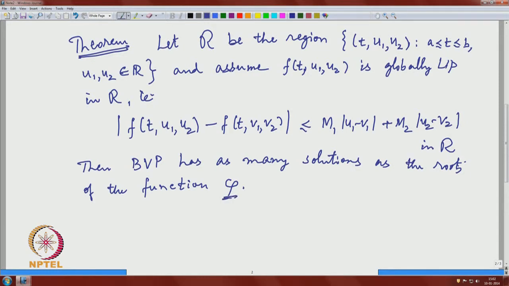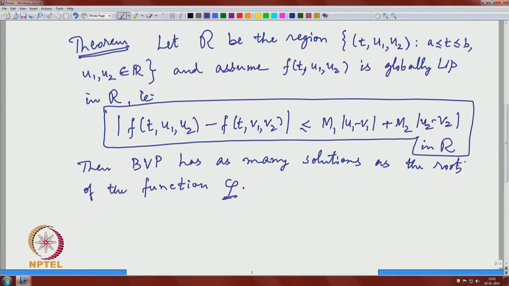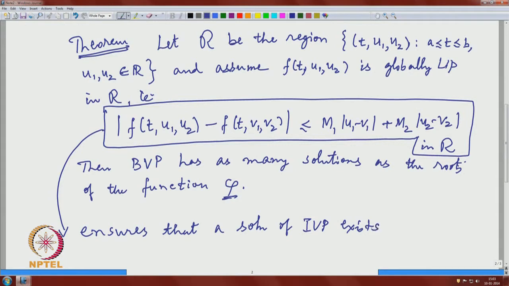Okay. So, remember what phi is. This one is a somewhat very strong condition, and that ensures that a solution of the IVP exists for all t in [a, b]. So, if you have some other means of ensuring the same thing, we do not need this strong condition.